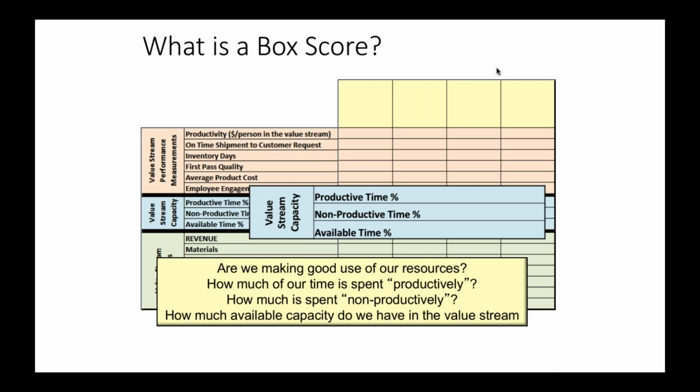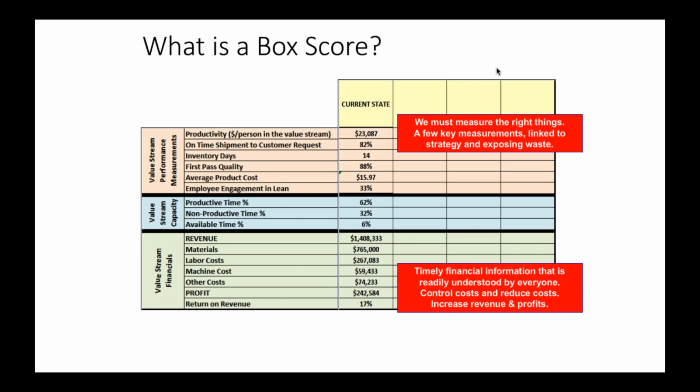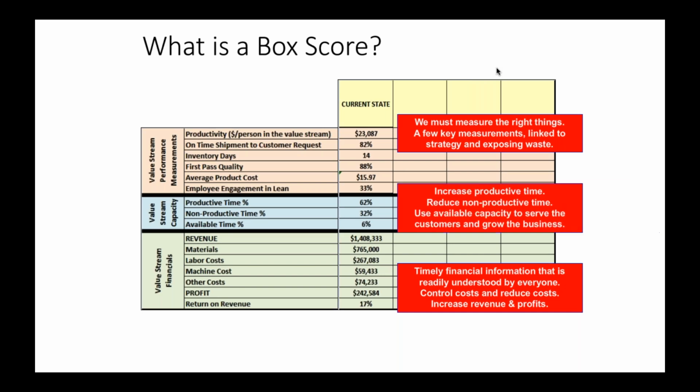And finally, capacity. How well are we utilizing the resources in the value stream in terms of productive capacity, non-productive capacity, and how much is available? So the box score is a few key measurements. We want the timely financial information that is designed for internal use for non-financial people. And we want to, over time, see an increase in productive capacity and a decrease in non-productive capacity, and that means that the lean business strategy is working.